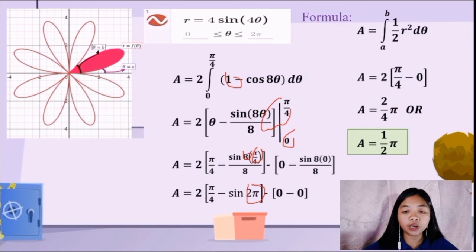So this is our area for this one petal, or one curve. Here it is. And that's it. That's how we can solve for the area enclosed by one petal of the polar curve. And now let's proceed to the next presentation.